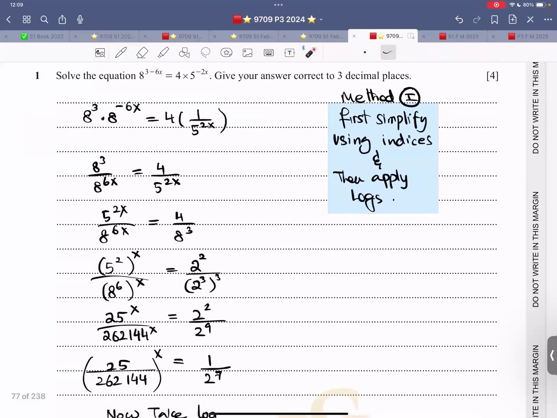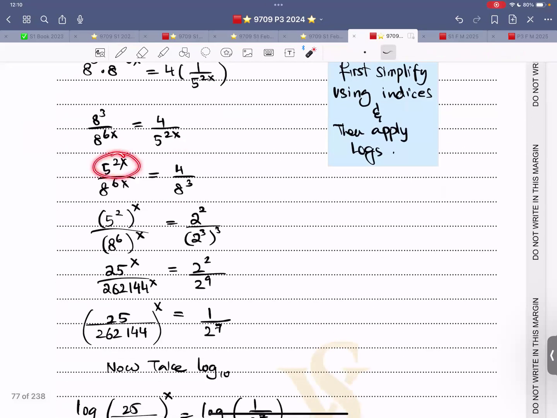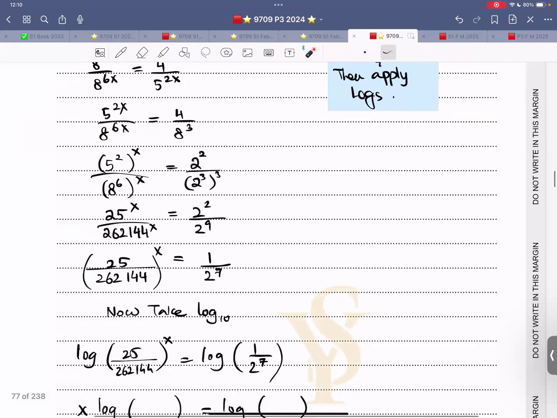First of all, you can see I broke this up, a raised to power of m plus n, a power m into a power n. This 4 as it is, 5 raised to power of negative 2x, I took it down. Then 8 raised to power of 3 at the top, this goes at the bottom. 4 is at the top, this was already at the bottom. All the terms with x in it on one side, all the other constants on one side.